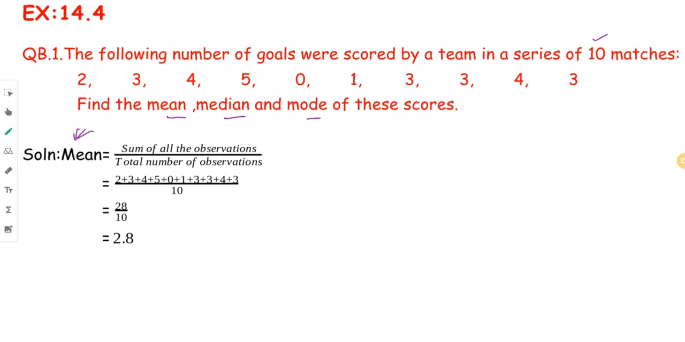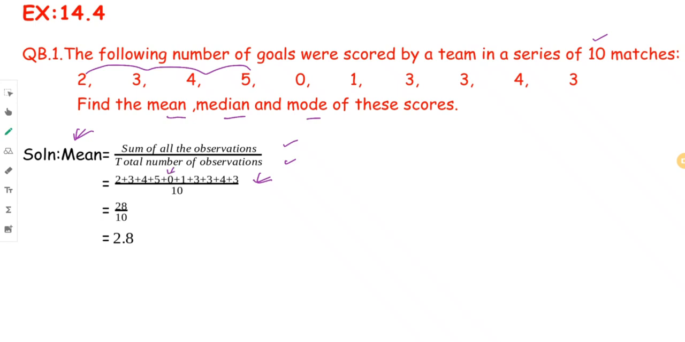So if you remember, what is the formula? Sum of all observations divided by total number of observations. Sum means plus, right? So you get all of them. Okay, 2 plus 3 plus 4 plus 5. You can already see here that I've added all the observations, right? You don't have to add this 0, but I'm just showing. Okay, all right.